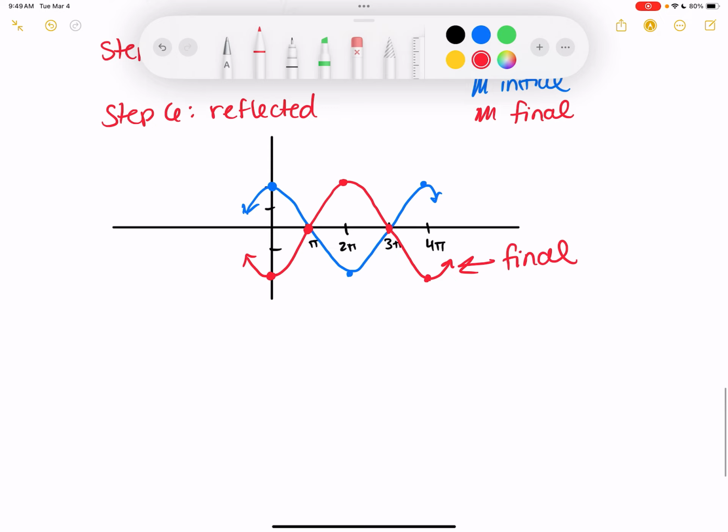All right, h of x equals 3 cosine of x plus pi plus 1. Example.